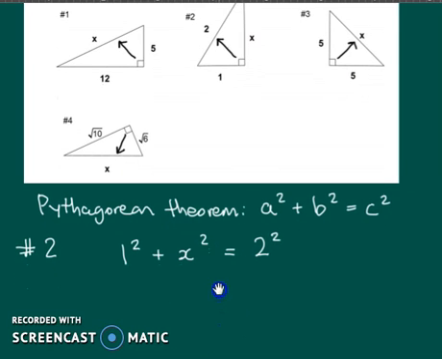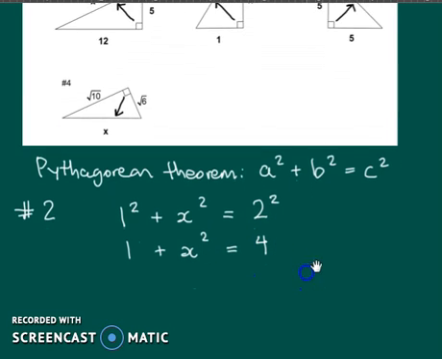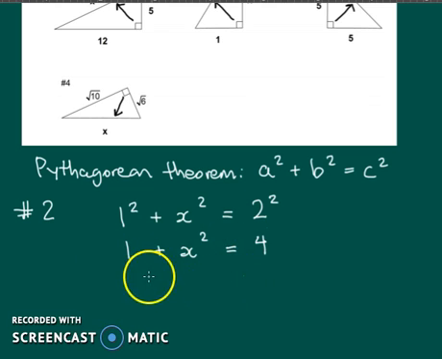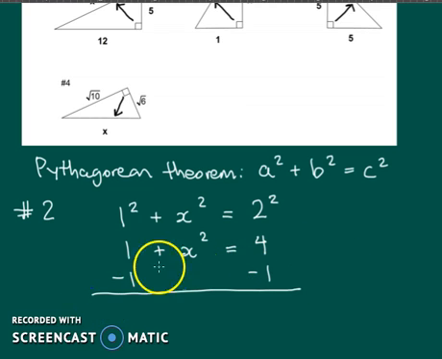Okay, so where do we go from here? A little bit of algebra. 1 squared is equal to 1, plus x squared. I'll leave that as it is. And 2 squared is equal to 4. And how do we find what x squared is? Sorry, I'm going to subtract 1 from both sides so that I end up with x squared is equal to 3. So if x squared is equal to 3, what is x?